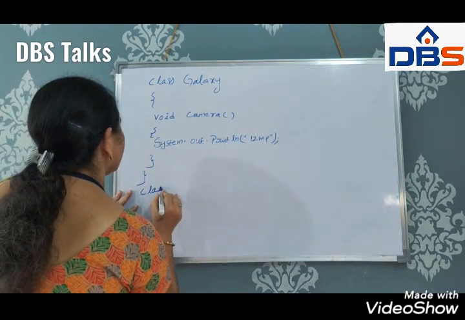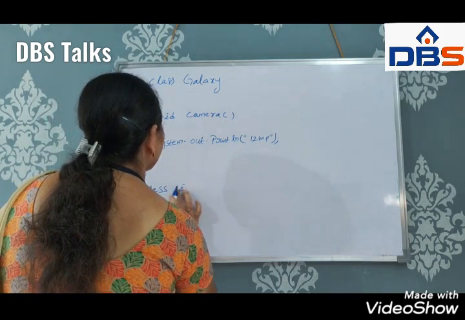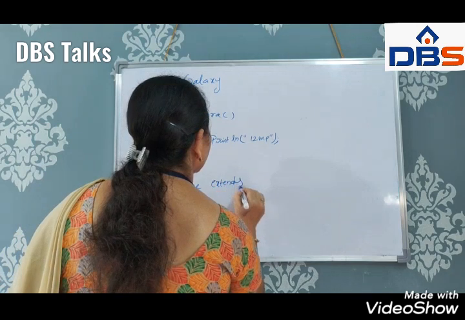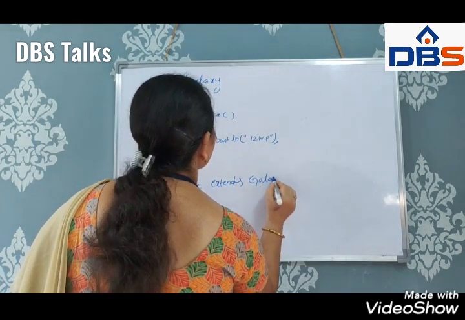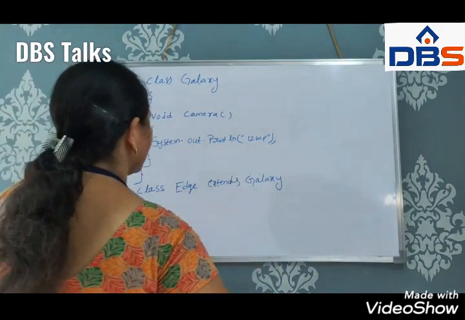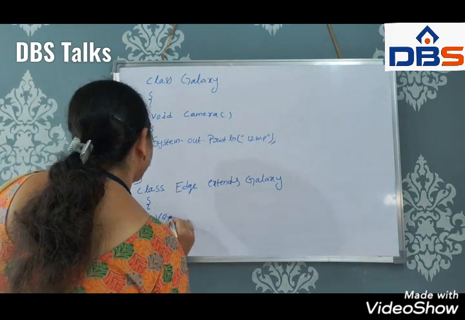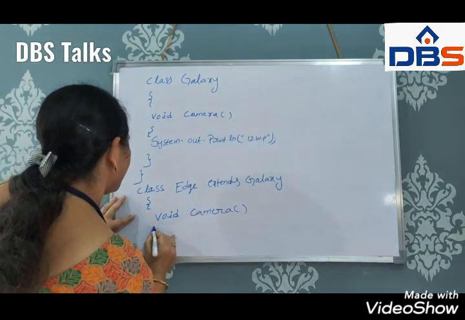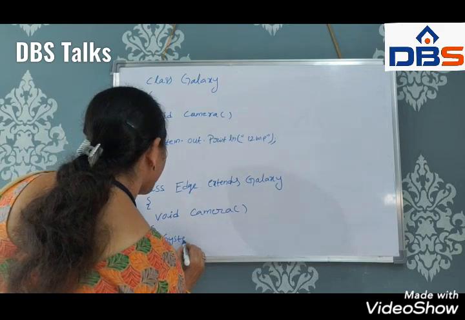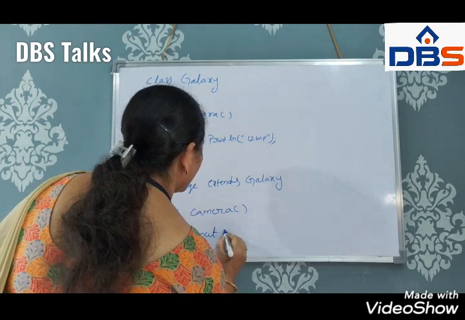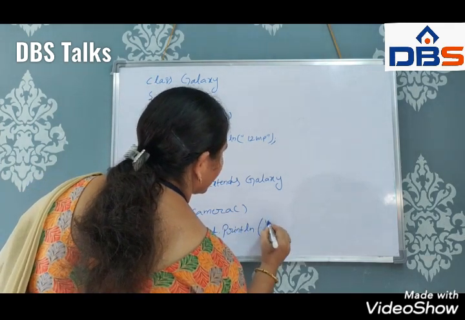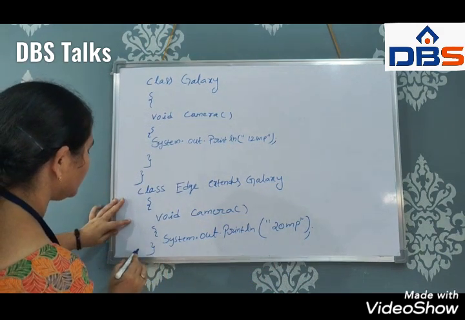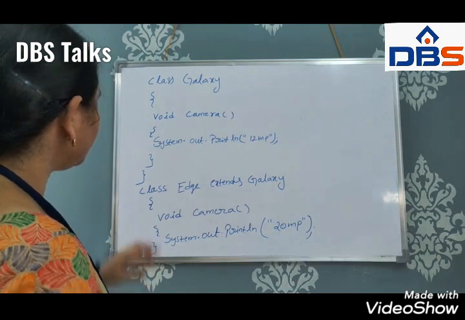Then I need to create another class, that is class Edge. Class Edge extends Galaxy. Open the class and void camera, the same name and same signature. Then System.out.println, that is 20 megapixels. Close the method and close the class. So this is a small program.